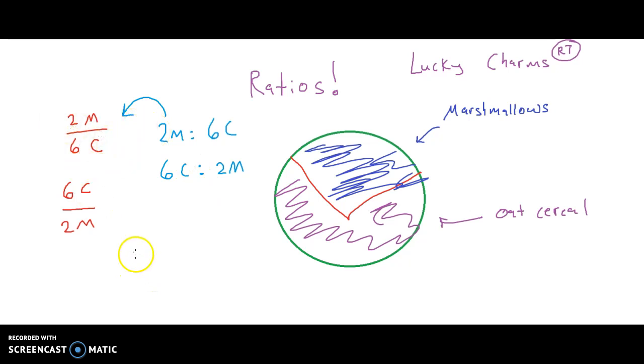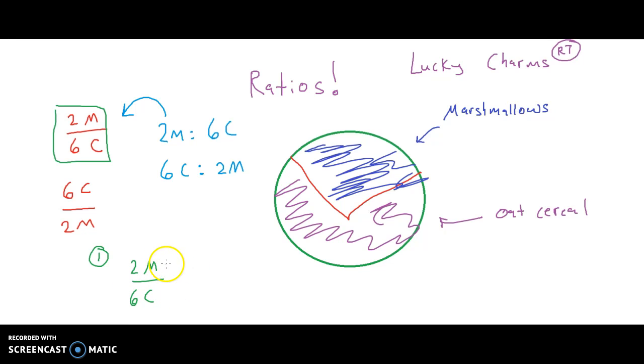Step number 1 is write down the known ratio. The known ratio is this one in the green. We know it's 2 ounces of marshmallows for every 6 ounces of the cereal. So I'm just going to write that down right here: 2 ounces of marshmallows for every 6 ounces of cereal.